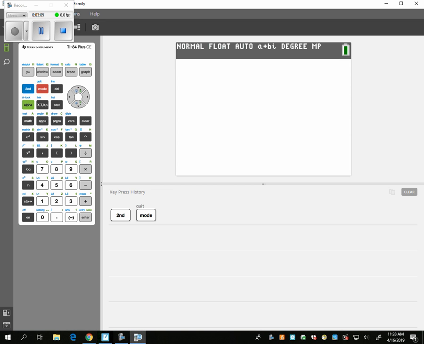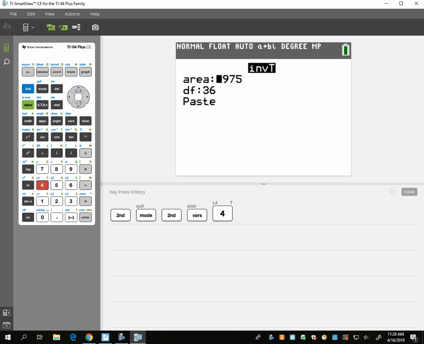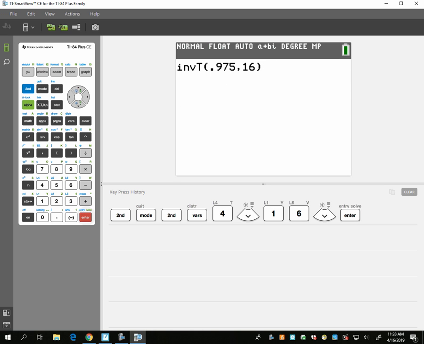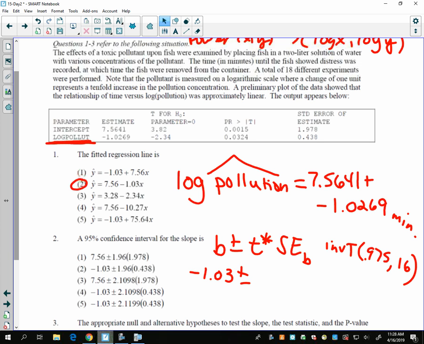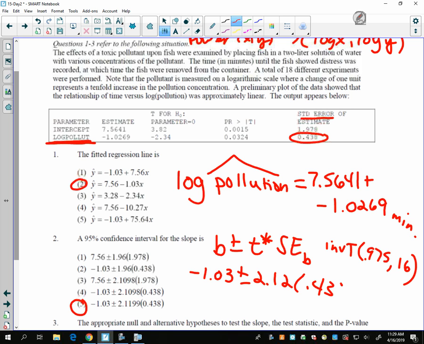All right, let me check then. Okay, second bars, inverse t, 0.975, 16, enter: 2.12. Which one? This one, right? Okay, now 2.12. Now, the standard error of the slope, again, this is the slope, and then look at standard error. So this would be your standard error of the slope. So that's 0.438. Thank you. All right.